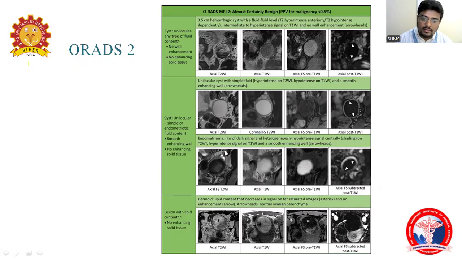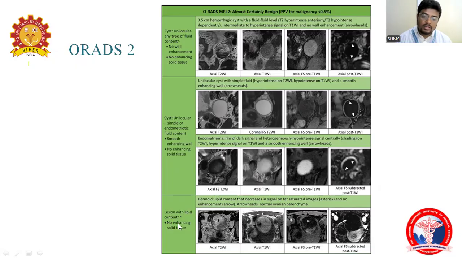And second is the endometrioma. Here we are able to see a T2 hypointense lesion, and in the T1 weighted image, the lesion appears hyperintense. In the T1 fat-sat image also, the lesion still appears hyperintense, and in the post-contrast T1 weighted image, we are able to see smooth thick wall enhancement.